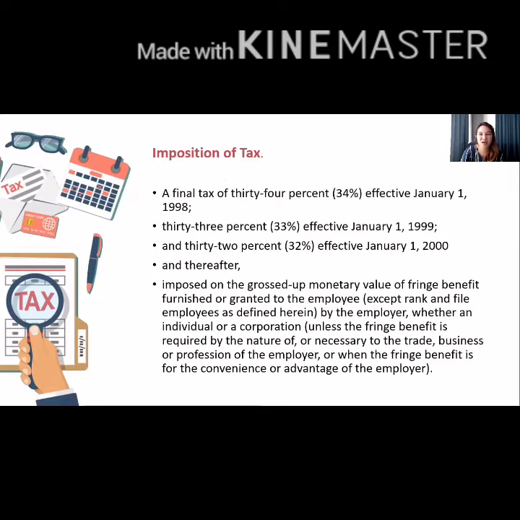So how are taxes imposed on the following? A final tax of 34% effective January 1, 1998, 33% effective January 1, 1999, and 32% effective January 1, 2000 and thereafter. So this is the tax imposed on the grossed-up monetary value of fringe benefit furnished or granted to the employee, except the rank and file employees. So these are granted by the employer, whether an individual or a corporation, unless the fringe benefit is required by the nature of or necessary to the trade, business, or profession of the employer, or when the fringe benefit is for the convenience or advantage of the employer.